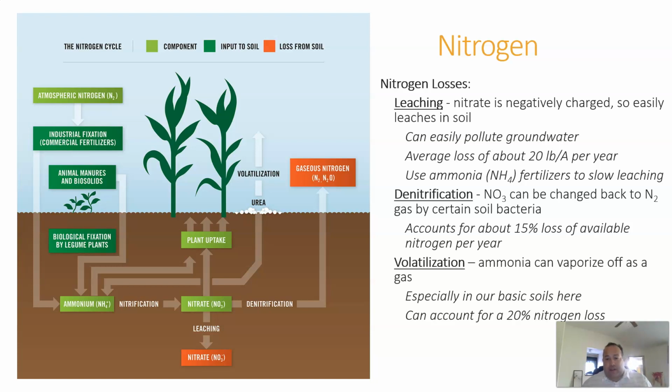Denitrification is just the idea that the nitrate doesn't get used, and then it turns back into the gaseous form of nitrogen and goes back into the atmosphere. That accounts for about 15% of loss of available nitrogen per year, and that's done through certain soil bacteria. And then the other way you lose it is through volatilization. So the ammonia can just vaporize off and become atmospheric nitrogen again. This happens in our basic soils, and it can account for about 20% of the nitrogen loss.